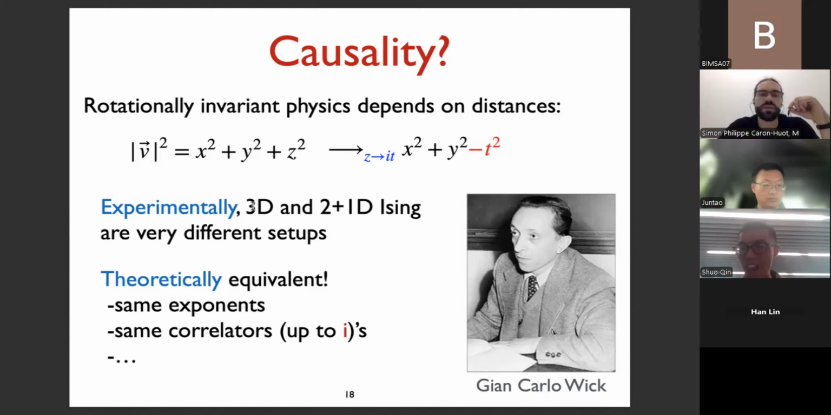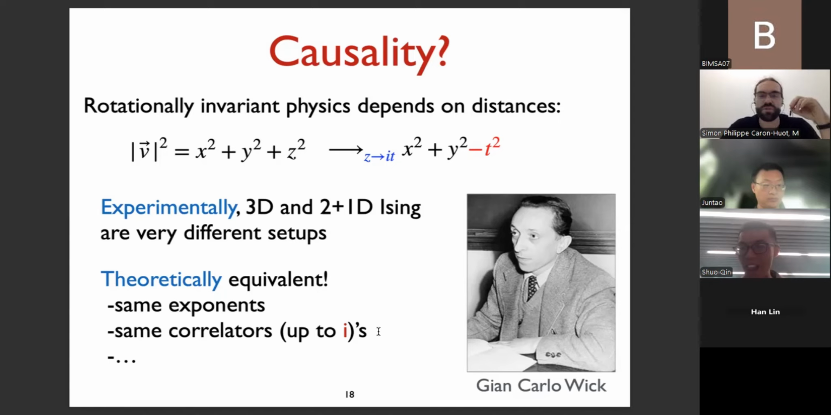Experimentally, these two systems are very different. One of them is called the 3D Ising model, and the other would be called the 2+1D critical Ising model. It's very different. In one you have time, in the other you don't have time. Theoretically, they're the same model. They actually have the same scaling exponents, same correlators. In particle physics, we use this Wick rotation all the time.